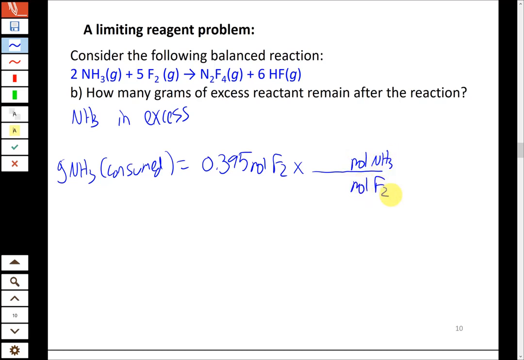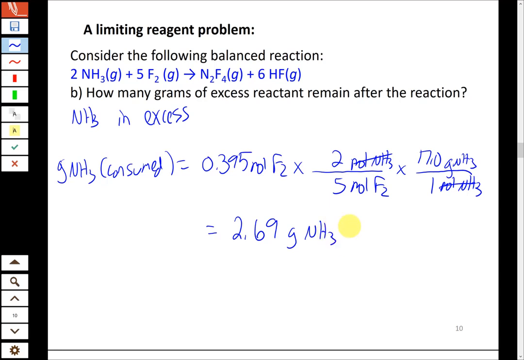So we want the coefficients arranged as such: the coefficient for F2 is 5, the coefficient for NH3 is 2. So that's moles of NH3, and then we want to get into grams of NH3, since that's the amount that we're starting with. We told you that we started with 5 grams of NH3, in the first part of the problem. So we're going to use its molar mass to get the mass of that reactant, 17.0 grams of NH3 in 1 mole. Okay, so what this number tells us is that 2.69 grams of NH3 were consumed by reacting with the F2, which is our limiting reactant.